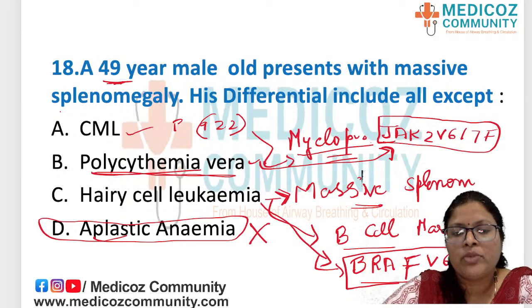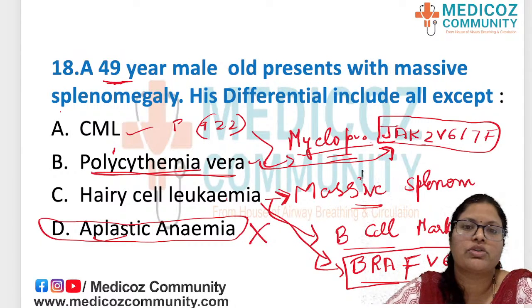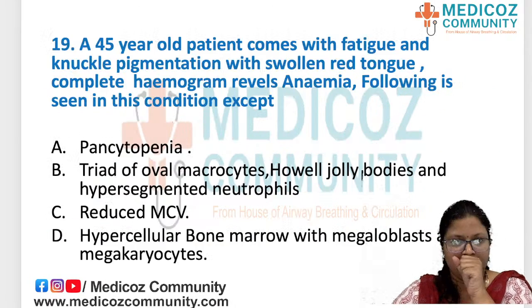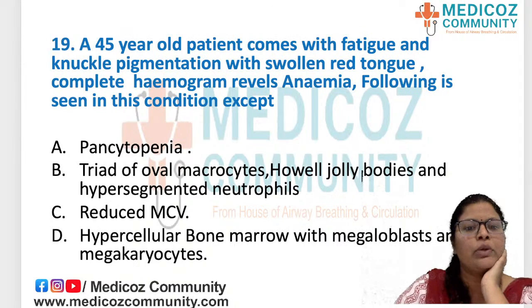So CML mutation, polycythemia mutation, your hairy cell leukemia mutations, all this is important. Moving on to the 19th question now.